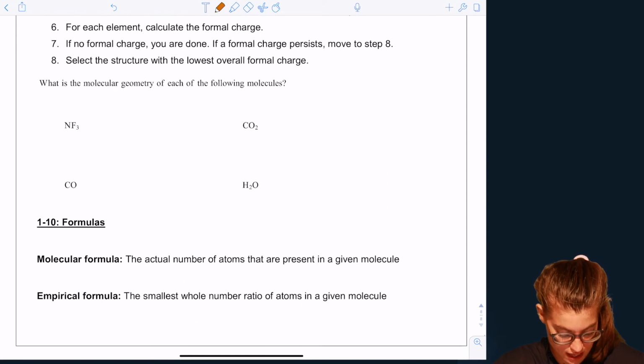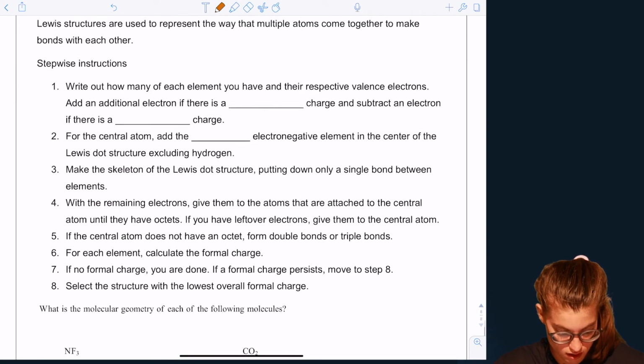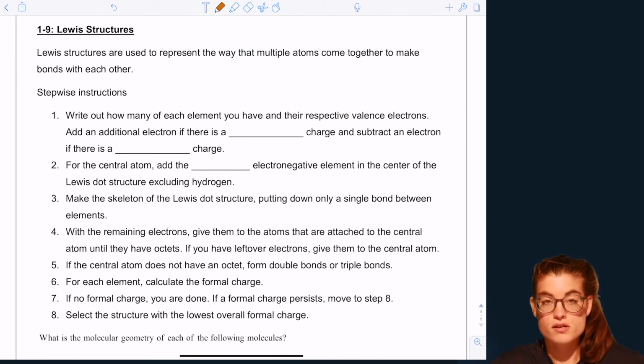This is our last section, and then we've got a few little things for section 1, and this is 1-9 Lewis structures. Lewis structures are used to represent the way that multiple atoms come together to make bonds with each other. You can't say that this always works, but there is a set of stepwise instructions that usually is a good way to go about drawing Lewis structures and to get good results. But it takes practice as well.